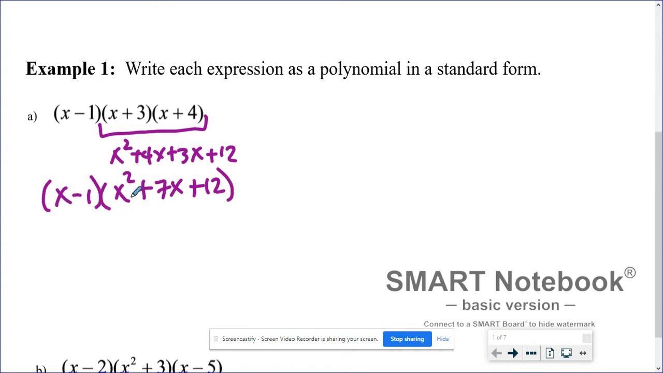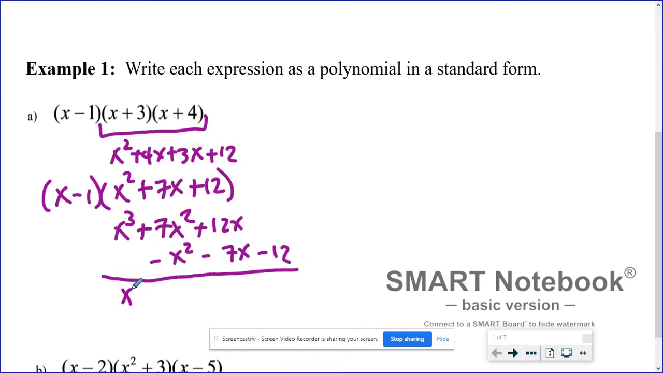X times everything in there is what I'm going to do first. So x times x squared is x cubed. X times 7x is 7x squared. X times 12 is 12x. Now I'm going to do negative 1 times everything in there. Negative 1 times x squared is negative x squared. Negative 1 times 7x is negative 7x. Negative 1 times 12 is negative 12.